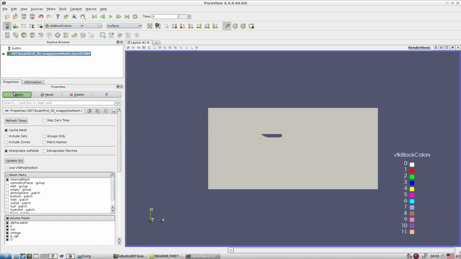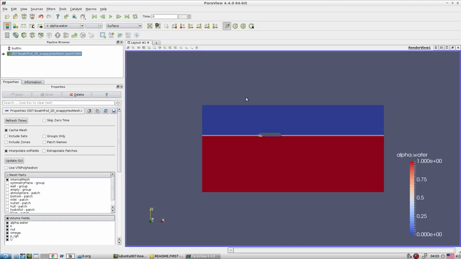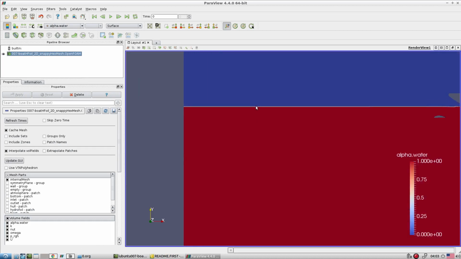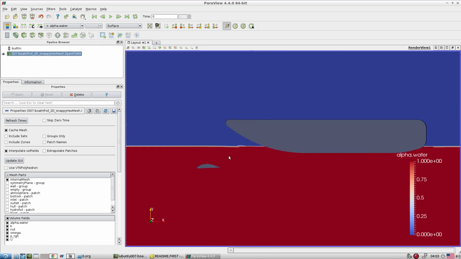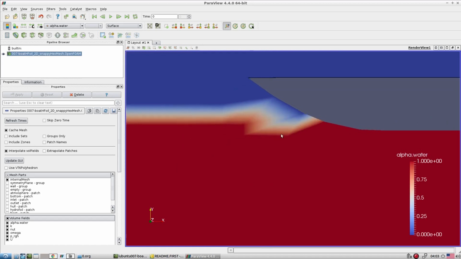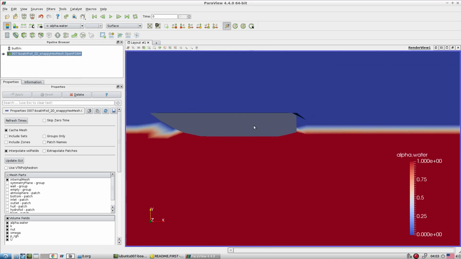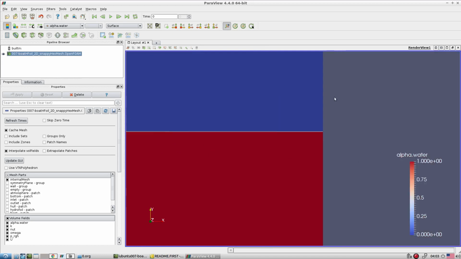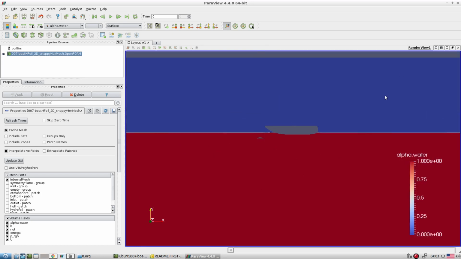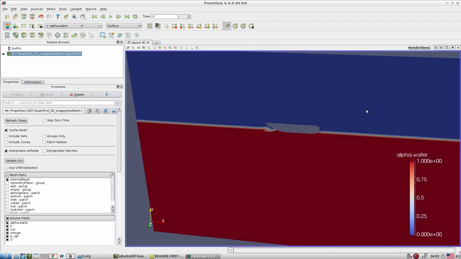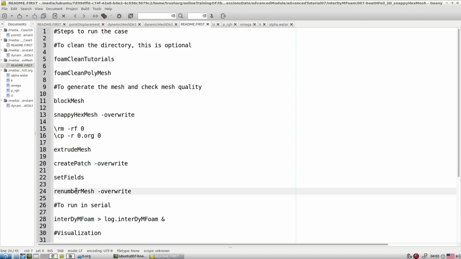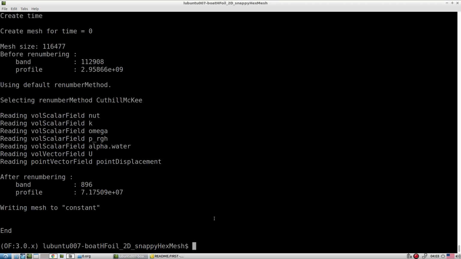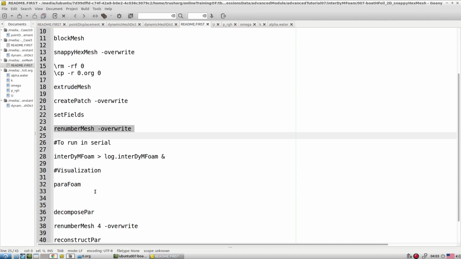So what we constructed is the water surface up to here. And the hydrofoil is completely submerged at present inside the water. Okay, and this is our entire initialization, and it is 1 cell thick. Now let's renumber it, and then run the case.